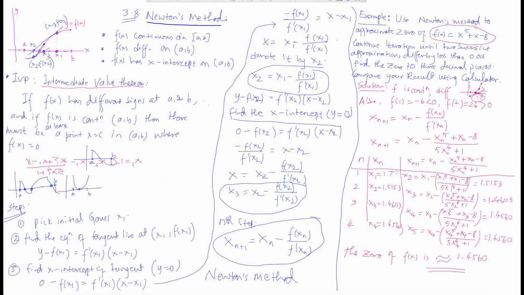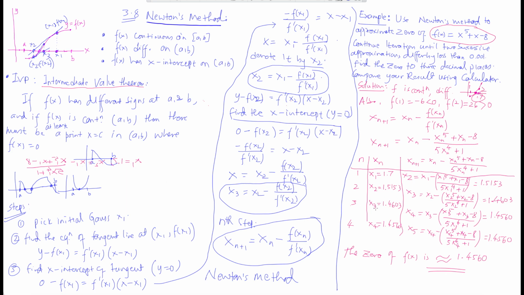Now, when I take n equals 1, this will become 1 plus 1, so x2 equals x1 minus (x1 to the 5 plus x1 minus 8) over (5x1 to the 4 plus 1). That's what I got, right? Now I plug in the value of x1, use the calculator, I got 1.5153. So this is x2. Now at n equals 2, I take x2, copy that value, and plug in n equals 2, giving x3 equals x2 minus the same expression. Now plug in x2 equals 1.5153. You get 1.4603, which is x3.